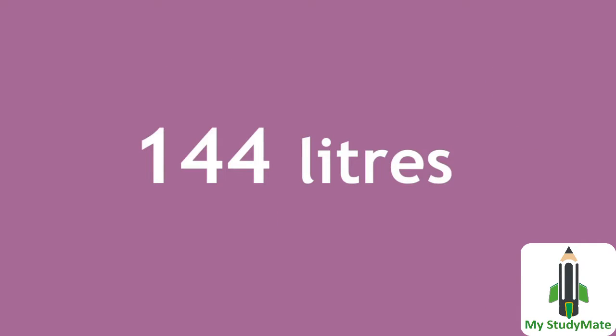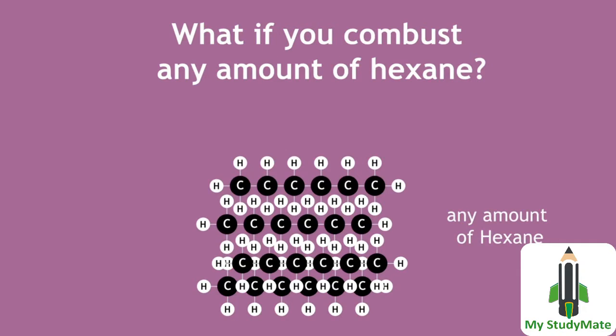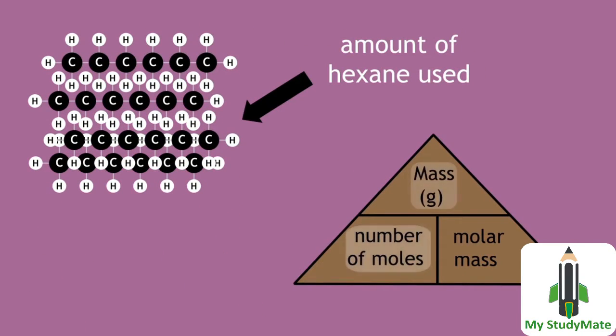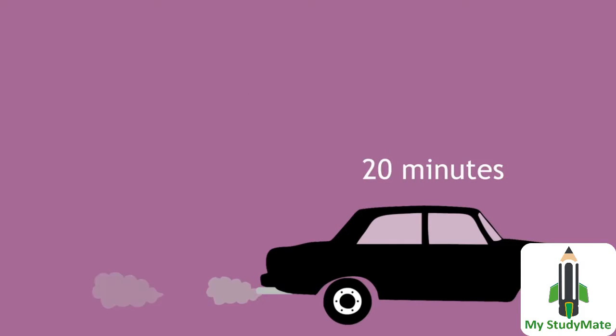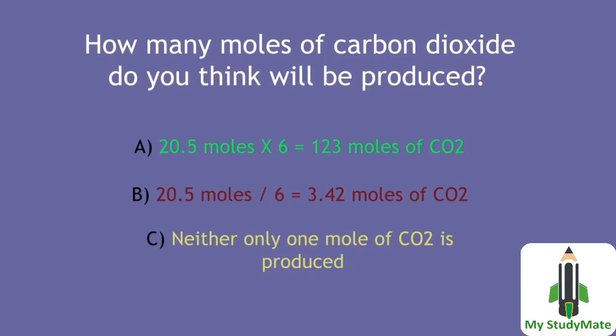However, what if you combust any amount of hexane? The amount of hexane used in mass and moles will vary according to how long the car is used. Let's say that you use your car for 20 minutes and it combusts 2.5 moles of hexane. How many moles of carbon dioxide do you think will be produced? Pause and select an option. Continue when you are ready.